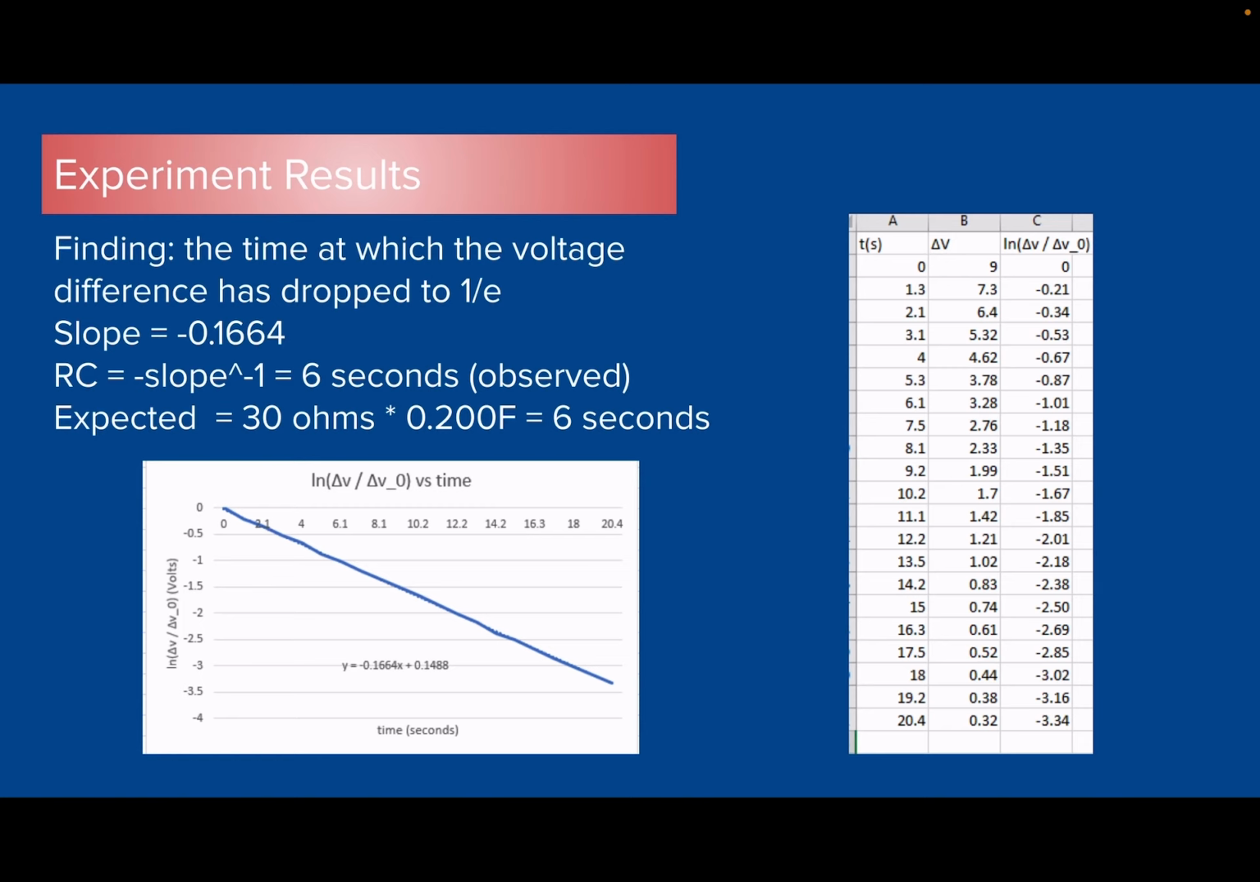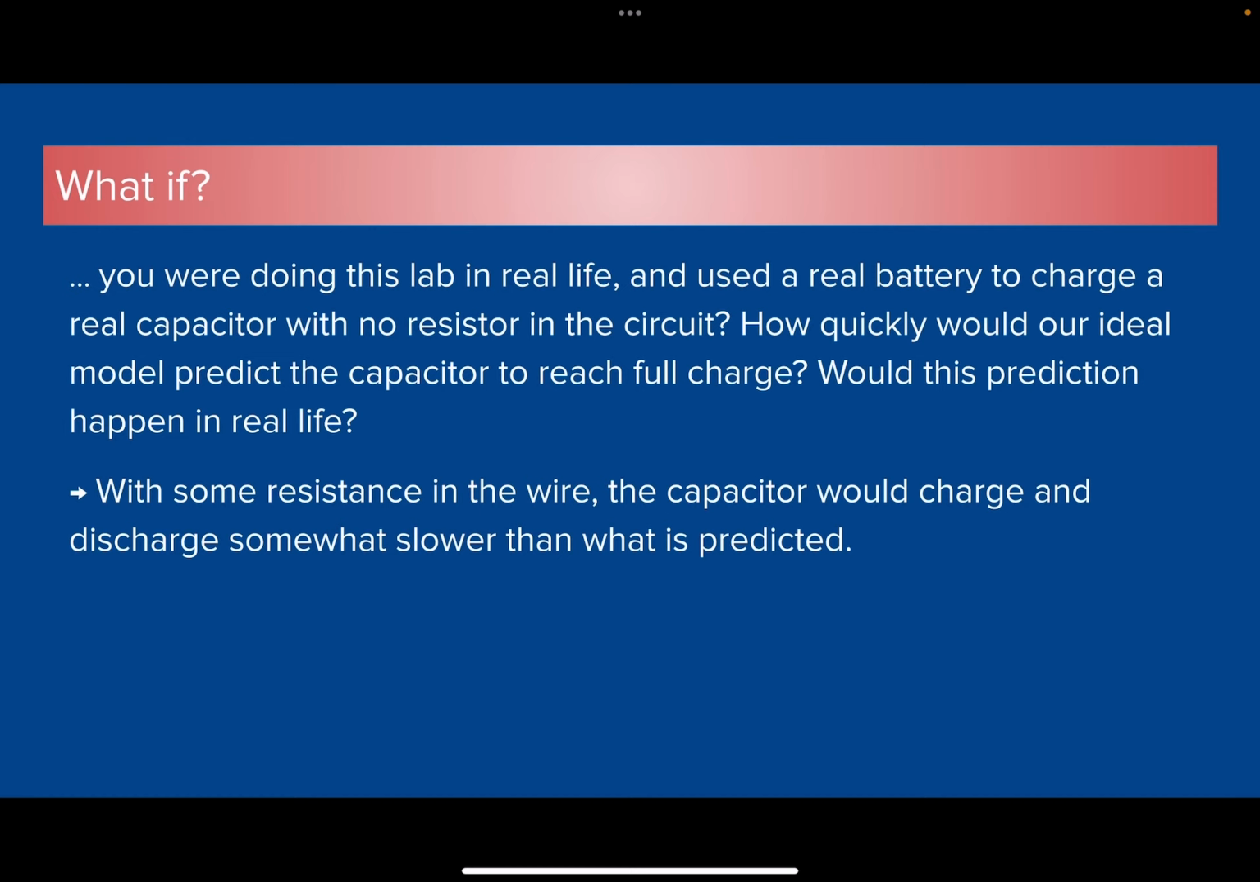In the last part, we looked at the time it took for the capacitor to charge and discharge, and we were trying to find the time at which the voltage difference has dropped to 1 over e, which is the time constant. On the graph, we have time and the natural log of the change in voltage divided by the change in initial voltage of the capacitor. The slope was negative 0.1664, and we saw that the observed RC is 6 seconds, and we expected 6 seconds based off this math.